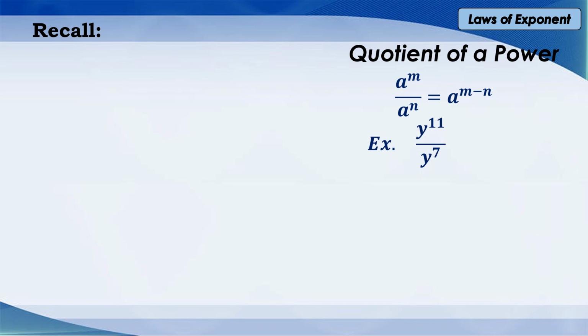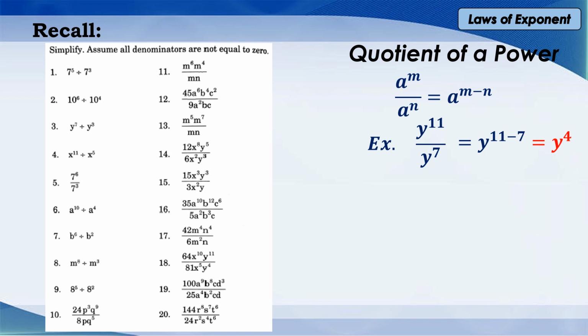For example, we have y raised to 11 divide y raised to 7. That will give us y raised to 11 minus 7. That will give us y raised to 4. And that is our final answer. Meron tayo ditong 20 ulit na example. I-sign ulit natin yan.